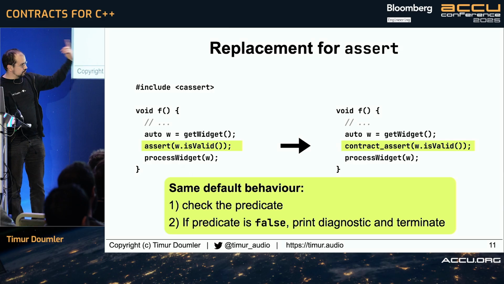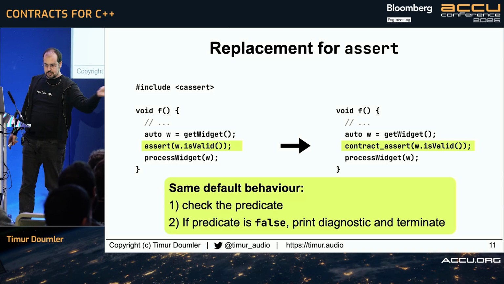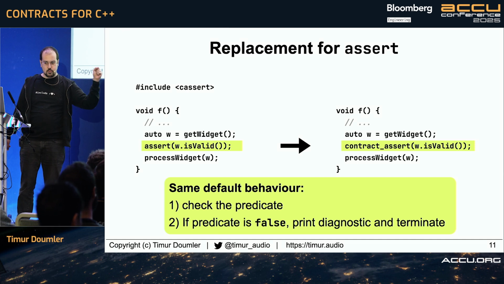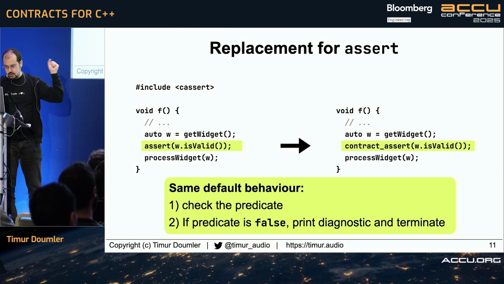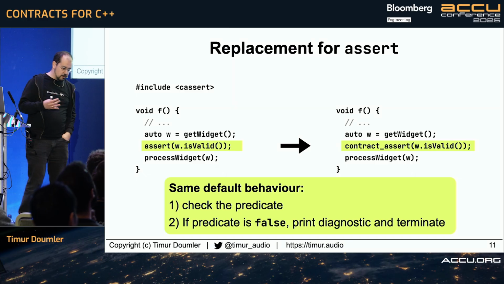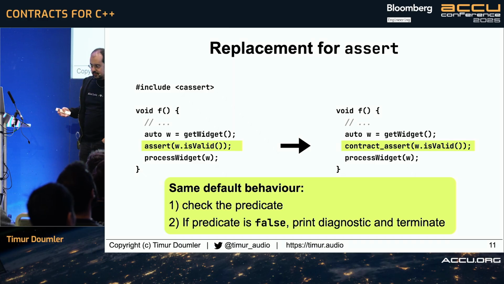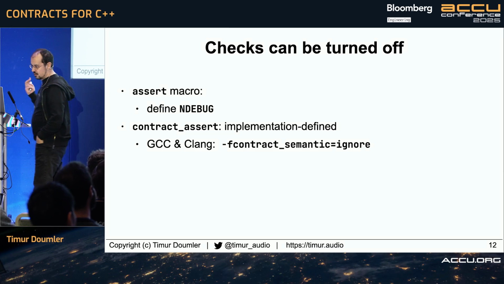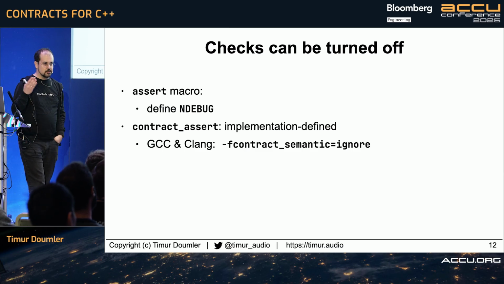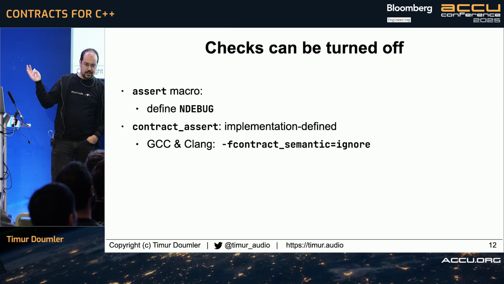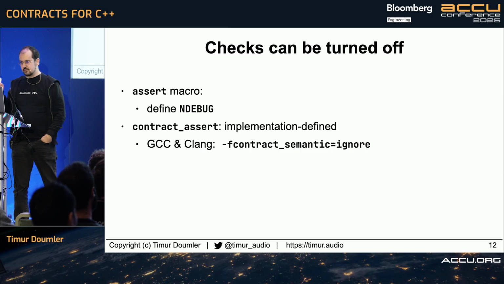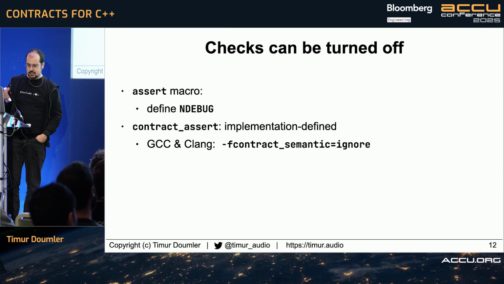And if that predicate is false, it's going to print a diagnostic to the standard error saying, assertion failed, and then terminate your program. So that's what it's going to do by default. But the salient feature of assertions in general and contract assertions specifically is that you can turn them off. With the assert macro, you can turn it off by defining NDEBUG, either in the code by #define, or more commonly as a build option like -DNDEBUG or whatever your compiler flag syntax for that is.